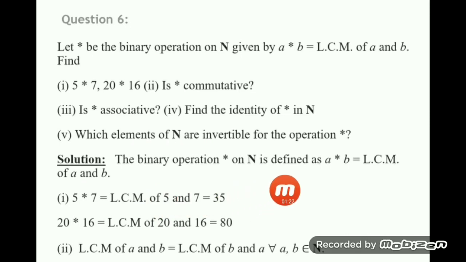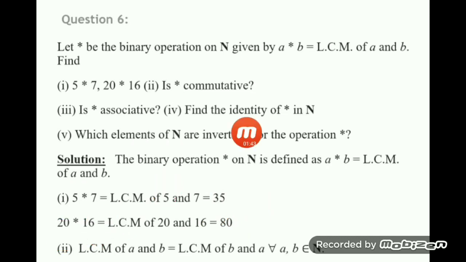Write down your set and the binary operation. 5 star 7, by definition it will be equal to what? a star b is LCM of a and b. So 5 star 7 is LCM of 5 and 7. You know how to find out the LCM of two numbers. Okay, so here 5 sevens are 35, so the LCM is this one.